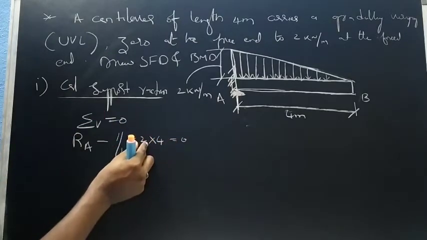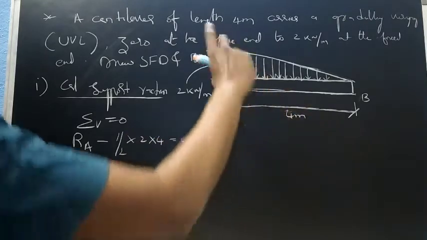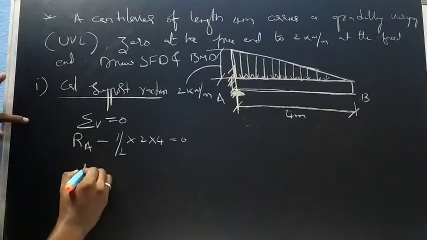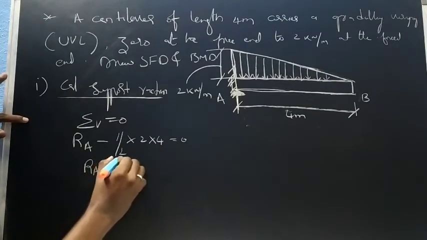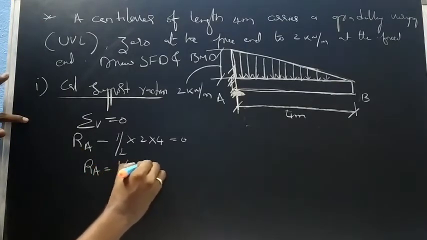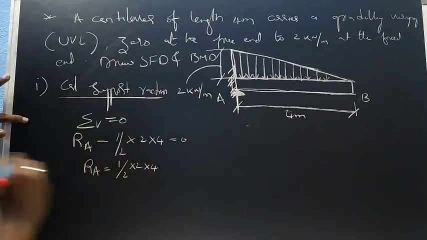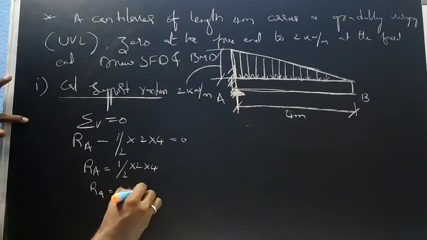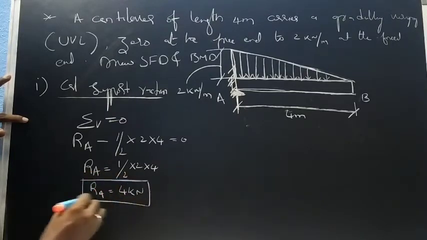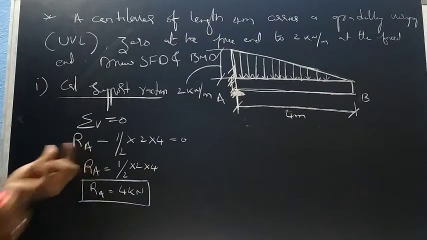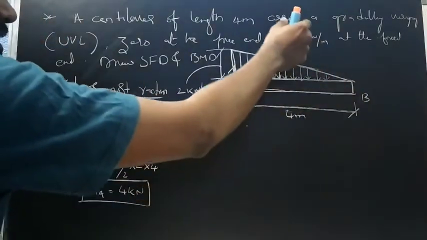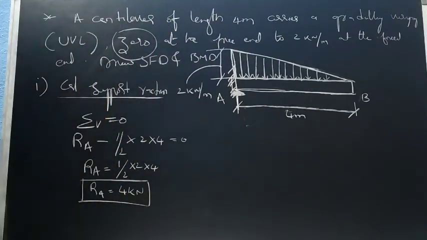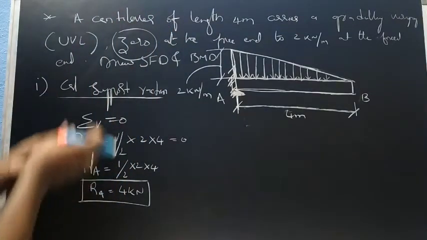So what is base here? Base is 4 meters and height is 2 meters. Okay. So from this we can write RA equals to half into 2 into 4, and we get RA equals to 4 kilonewton, and no need to find out the reaction at B because it says that at the free end it is 0. So no need to find reaction at B.